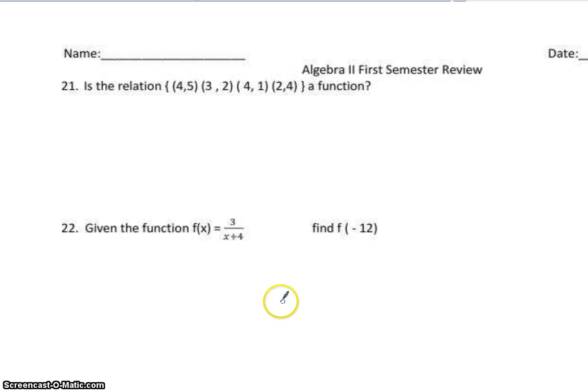Looking at number 21 on the Algebra 2 first semester review, is the relation a function? You have to look at your x values. 4 repeats, therefore, no, it is not a function.